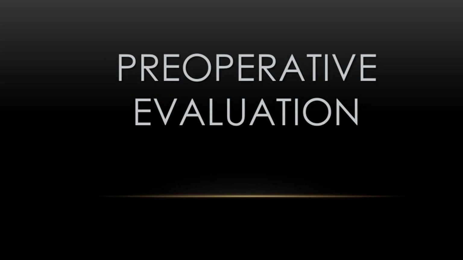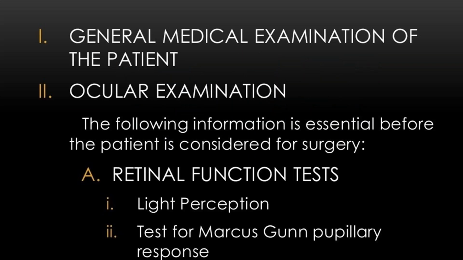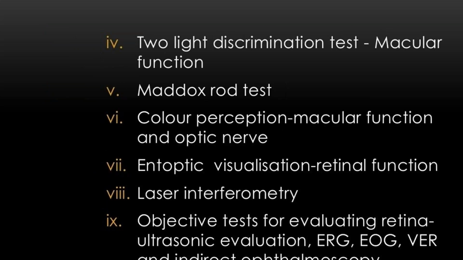Then how will you do a pre-operative evaluation? So there's a general medical examination of the patient, and there's an ocular examination. The following information is essential if the patient is considered for surgery. You should have a retinal function test, that is light perception, test for Marcus Gunn pupillary response, two light discrimination test, Maddox rod test, color perception test, and tests for retinal function like laser interferometry, and objective tests for evaluating the retina, like an ultrasonic evaluation, ERG, which is electroretinogram, EOG, VER, and indirect ophthalmoscopy.